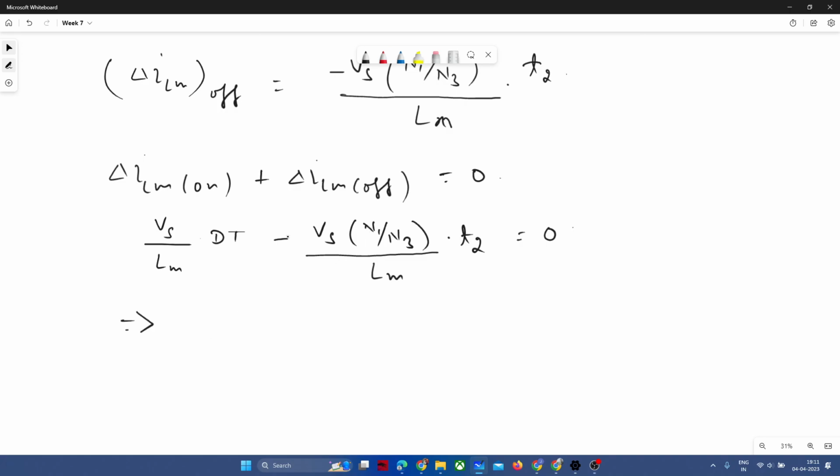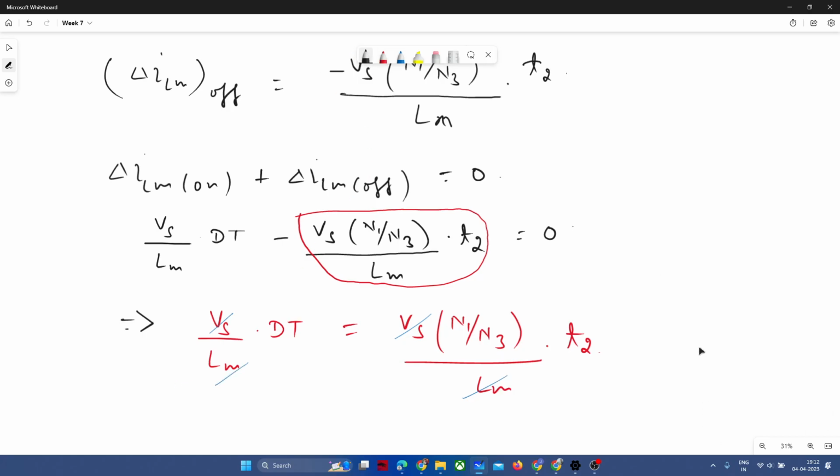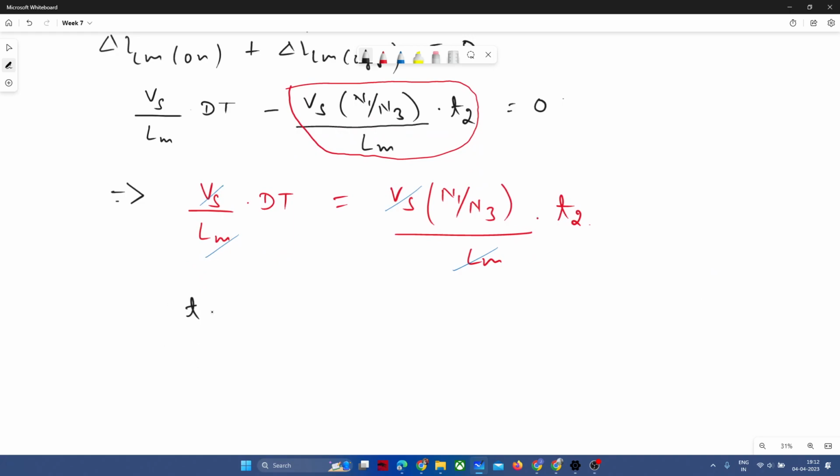Now, if we take this term on the right hand side, then Vs by Lm into dt will be equal to Vs into N1 by N3 by Lm into t2. We can cancel out the Vs by Lm term from both sides. So t2 will be N3 by N1 into dt. But in time, this turns ratio will not come into picture.